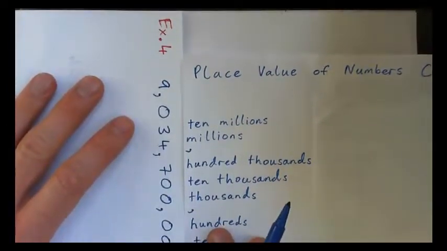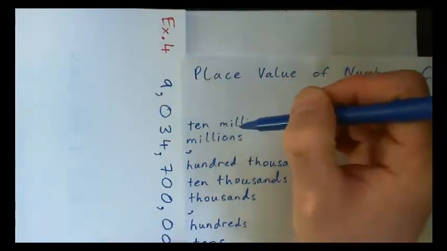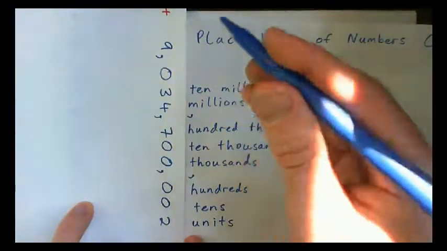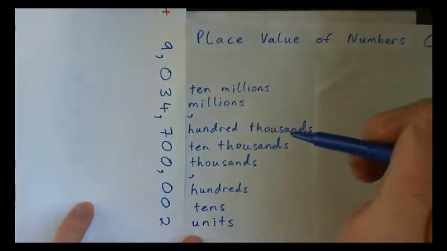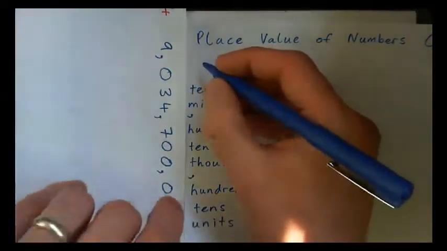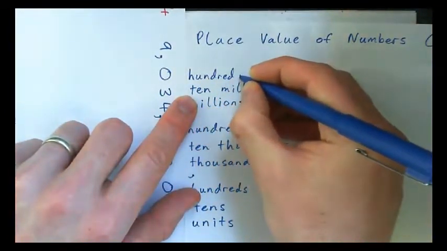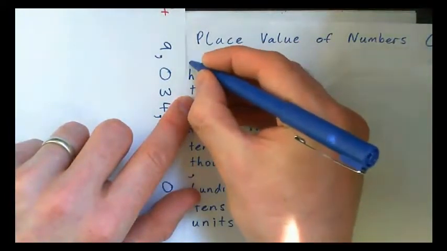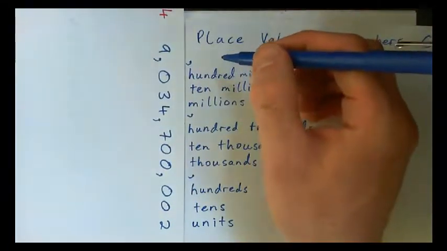Press pause if you need more time, by the way. So this zero represents what? Oops. This zero here represents, so we've got millions, 10 millions. What comes after 10 millions? Look at the thousands. Thousands, 10,000s, 100,000s. So that has to be millions, 10 millions, 100 millions, right? Now, then there's a comma, and what comes after that? What's more than 100 million?